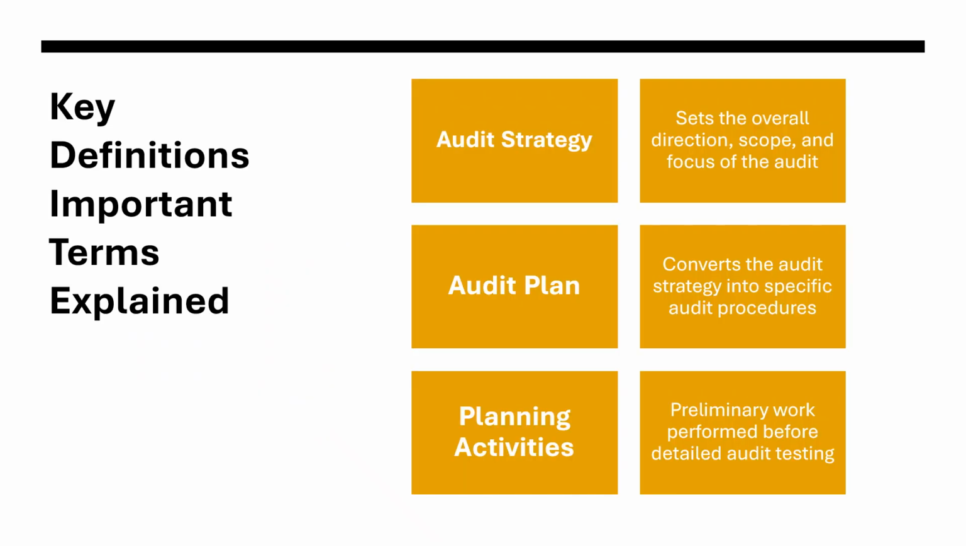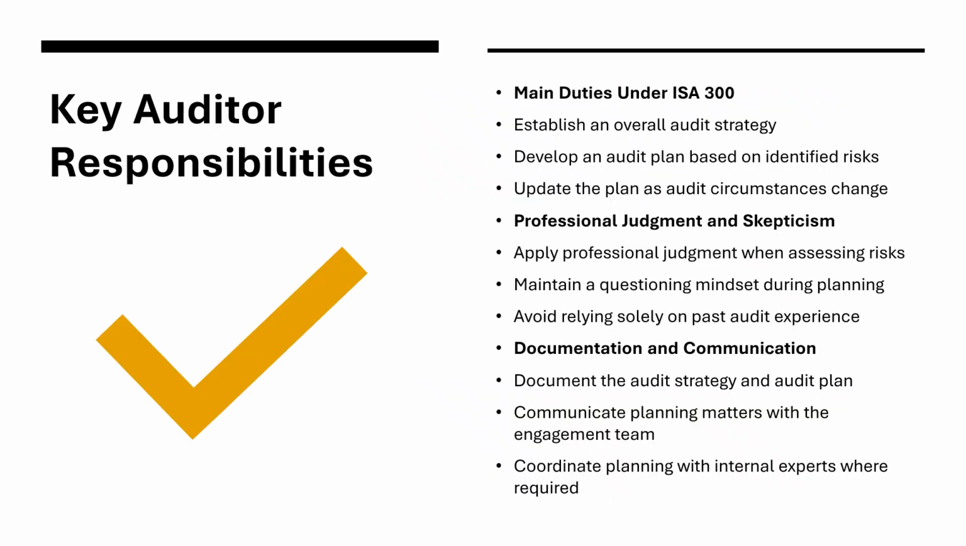Here are some key terms used in ISA 300. The audit strategy sets the overall direction of the audit. It answers questions like what areas are most important, and where should we focus more effort. The audit plan is more detailed. It outlines the specific procedures the auditor will perform based on the strategy. Planning activities refer to the preliminary work carried out before detailed testing begins, such as understanding the business and identifying its risks.